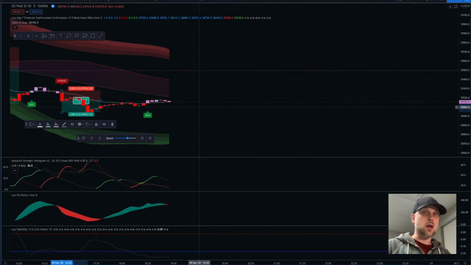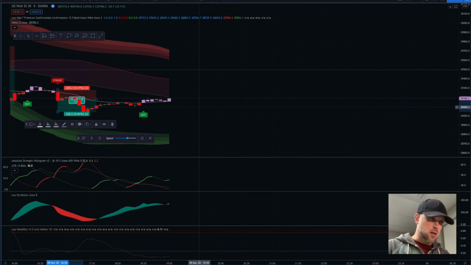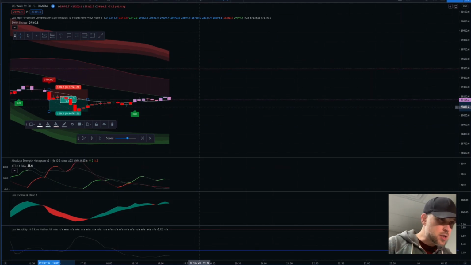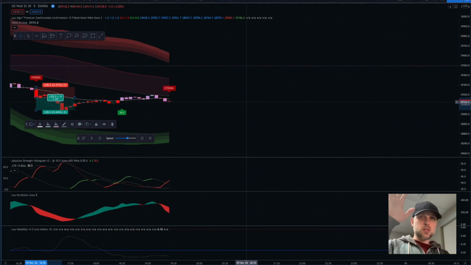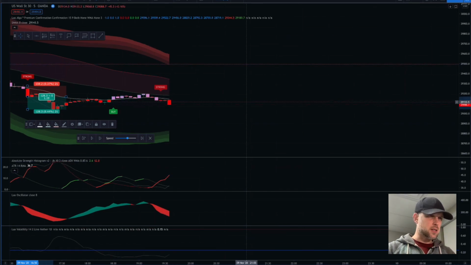Unless I cross above the EQ band, which is, did we? Close, 29195. Nope. There's a 198 on the EQ band. Strong signal. This changes things, but the strong signal is beyond the cloud here. What do you do? Well, we're going to wait for a retest. That's what we're going to do.